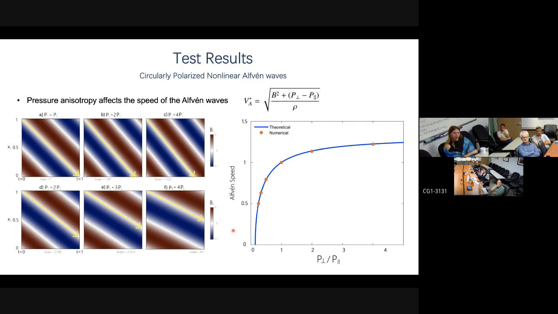So in plot A, the pressure is isotropic. In plots B and C, we have larger perpendicular pressure, and in plots D to F, we have larger parallel pressure. So we can calculate the numerical speed by drawing the slope of the pattern as the yellow arrow. Then after we calculate the numerical speed, we compare that with the analytical speed, and we find that they agree very well.